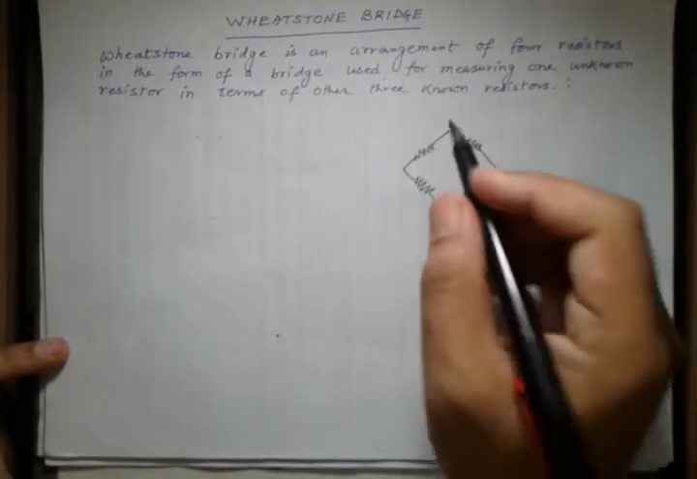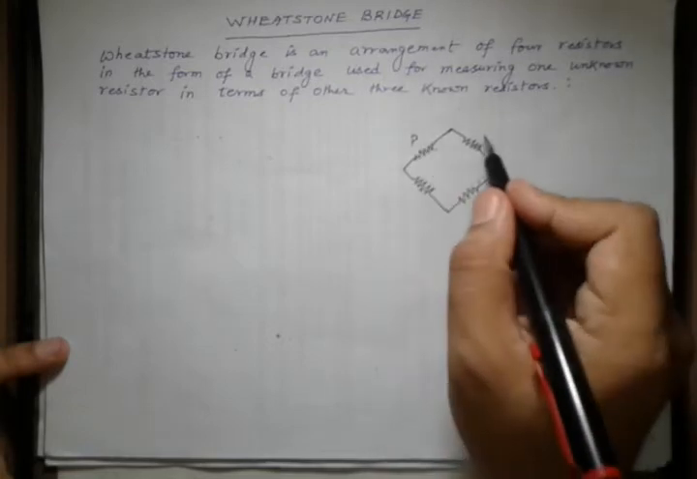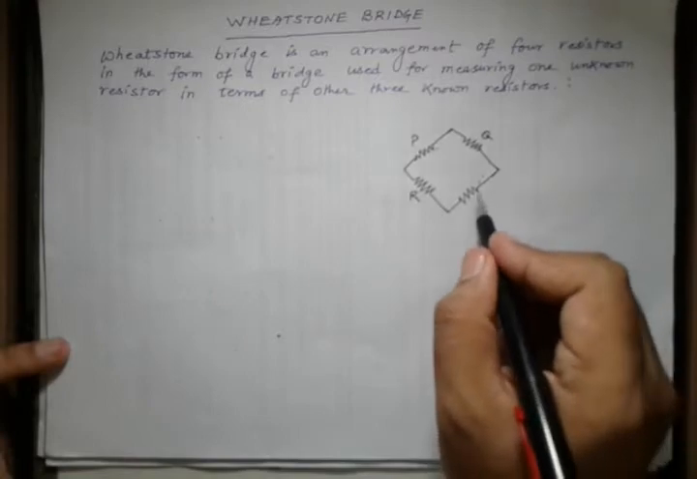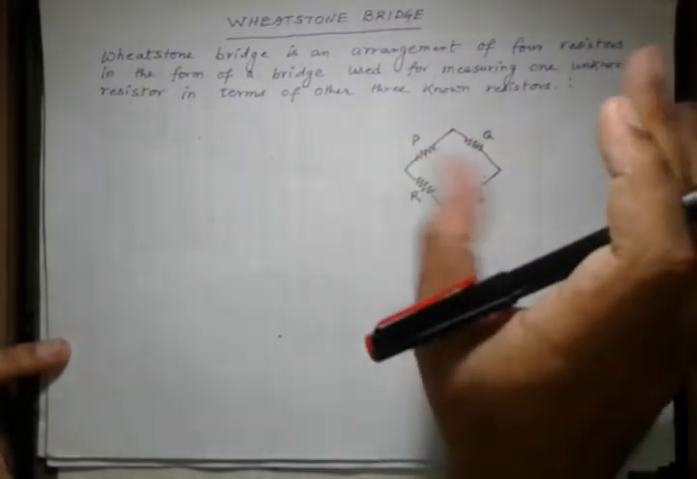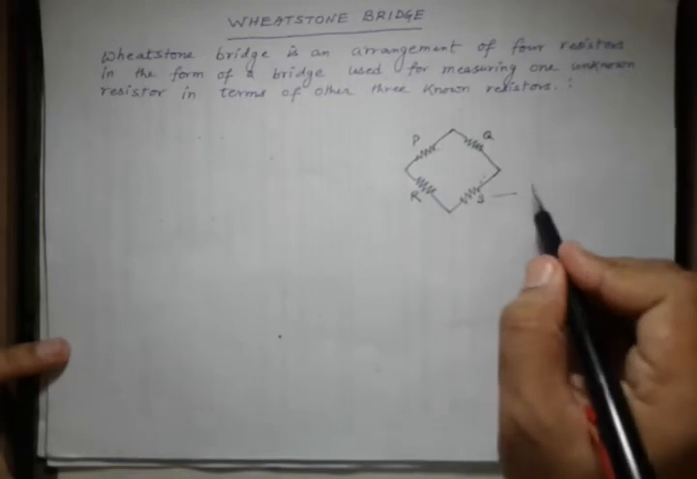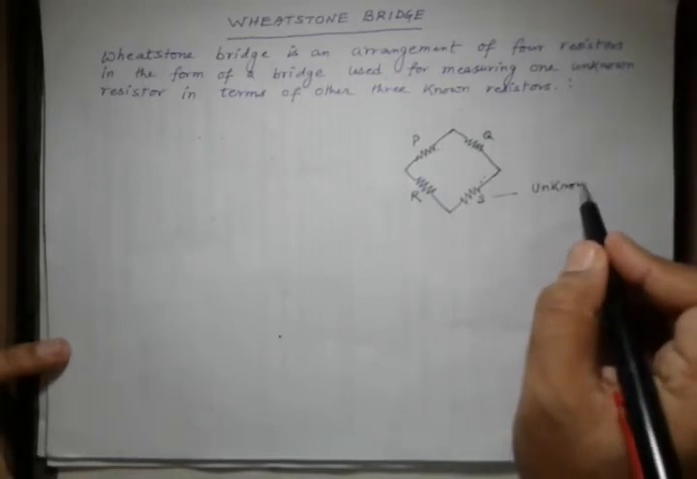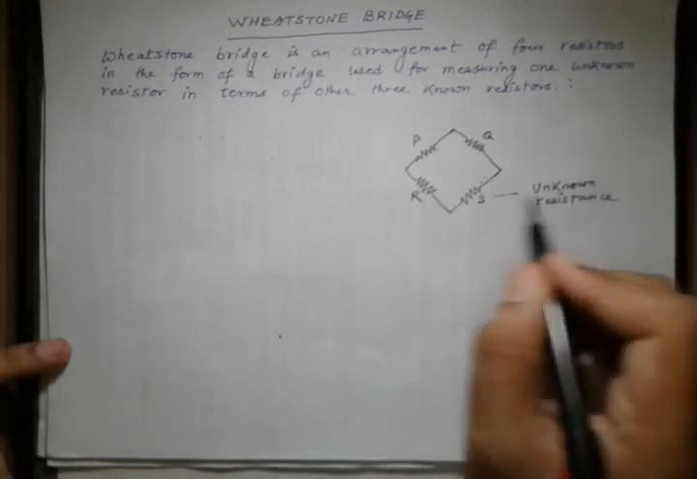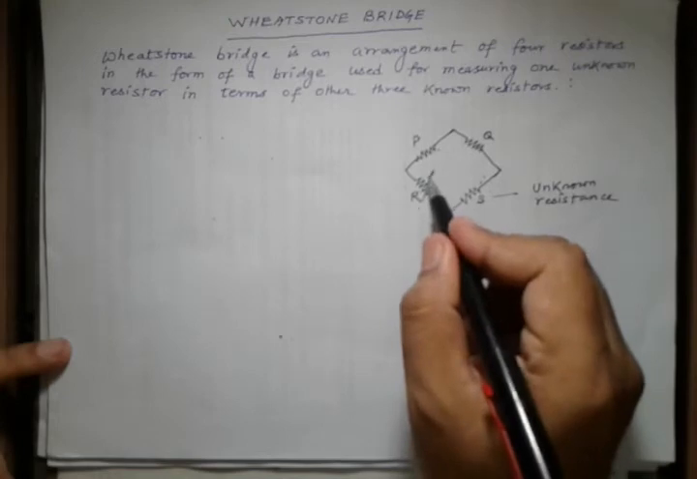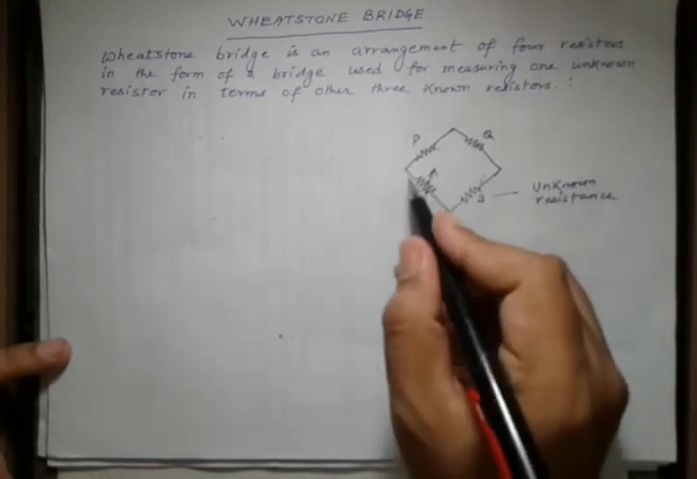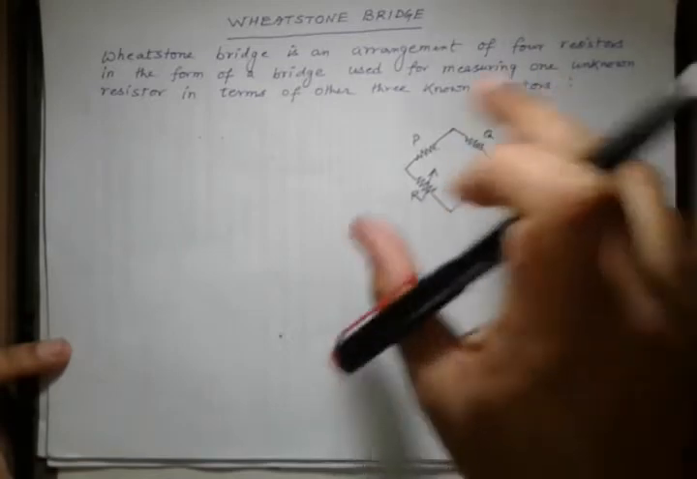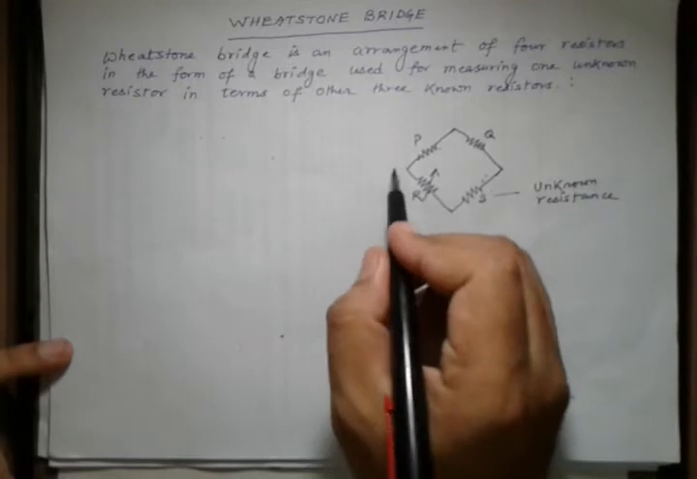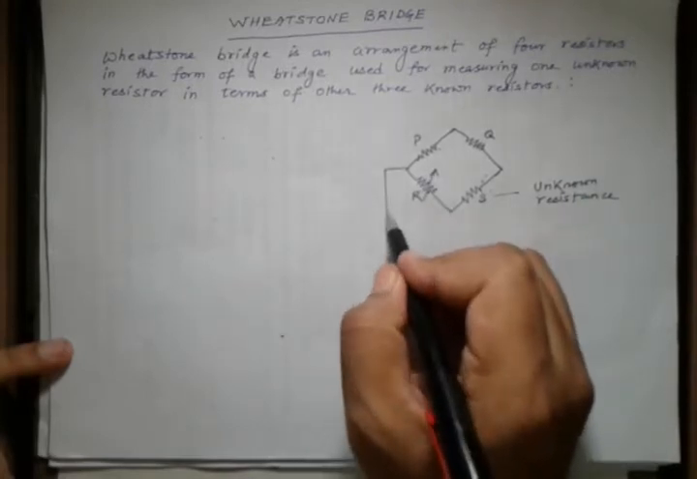Okay, so this is the Wheatstone bridge. This resistance you can name P, this one is Q, this one is R, and this is S. So P and Q are fixed resistances, S we will consider as the unknown resistance, and this one is a variable resistance. See, this arrow shows that we can adjust this value so that we can find out this unknown resistance.